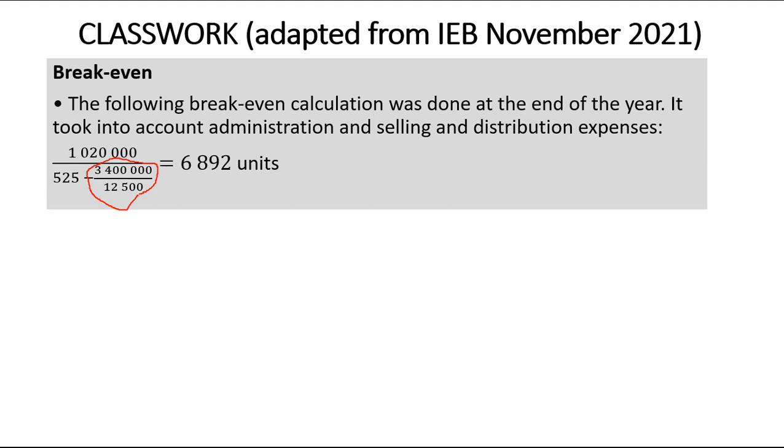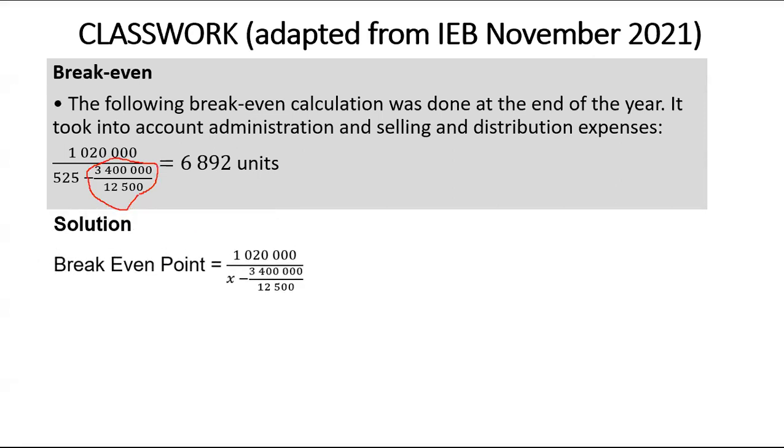What is that 6,892 units? It is your break even. So you need to make sure you produce or sell more than 6,892. Because if you produce less than that, you are going to make a loss. Okay. So what does the question say, basically?